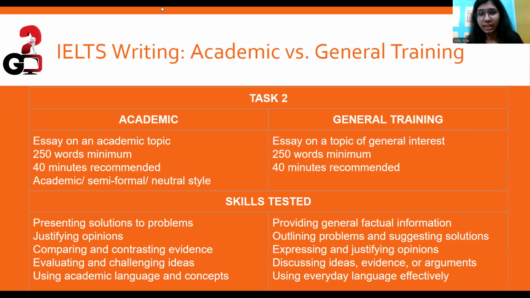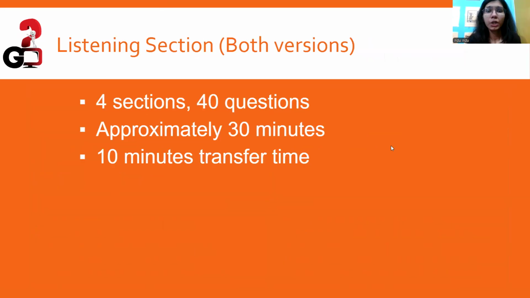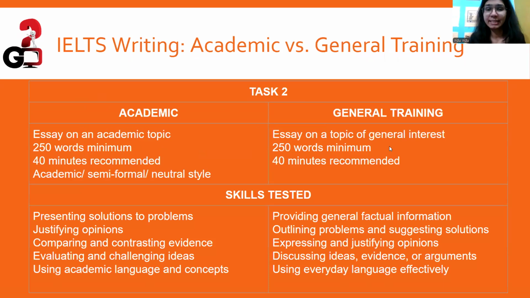However, the general training task 2 focuses more on everyday communication skills. You'll be assessed on your ability to provide information, discuss problems and solutions, express opinions, and engage with ideas using effective language. To summarize, the key difference lies in the focus and purpose of each test. The academic version prepares you for university level study, while the general training version is geared towards everyday communication.